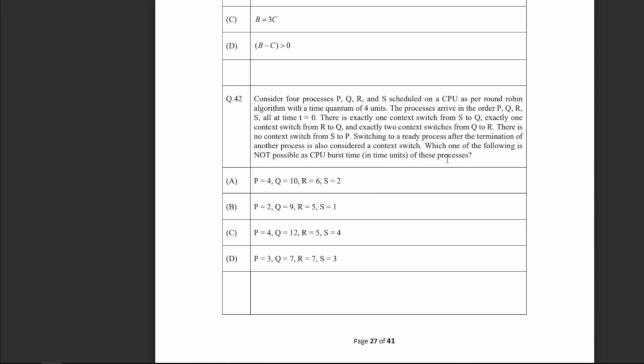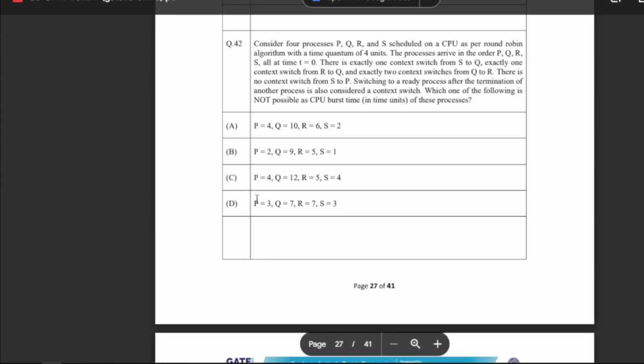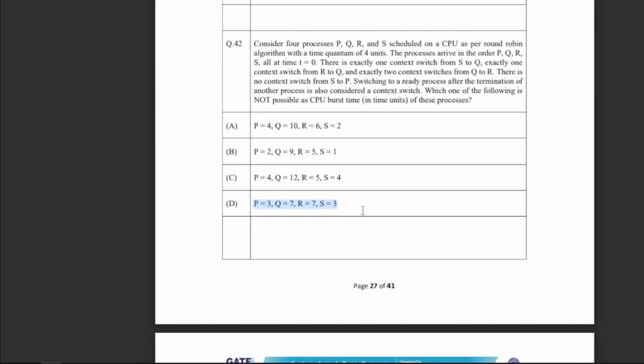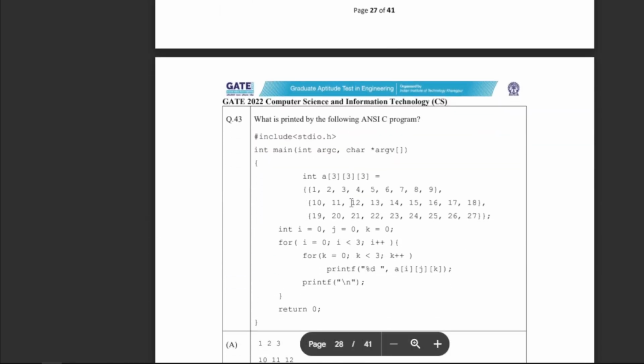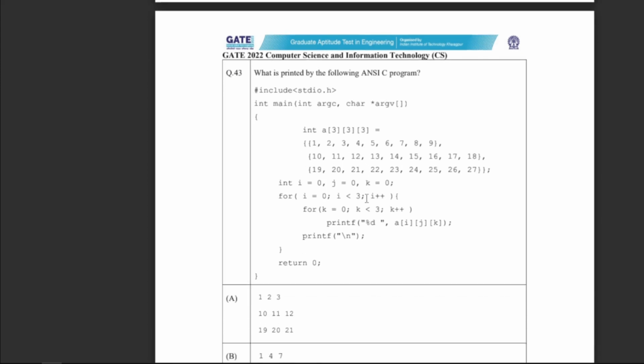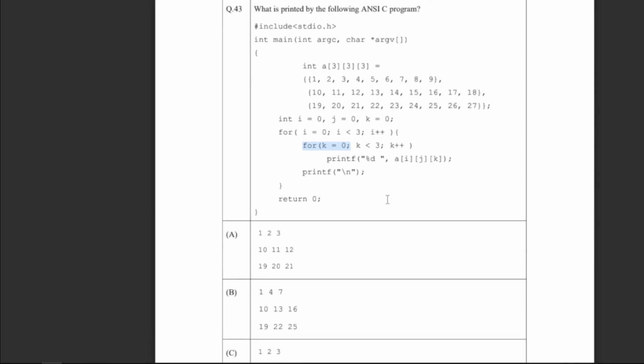So for 42, our answer is D, that is P equals 3, Q equals 7, R equals also 7 and S equals 3. Again we have one more C program, 43, and that is this one. An integer array is multi-dimensional. Then there is a for loop, then another loop with K, right? And it is asking what is printed by the program.